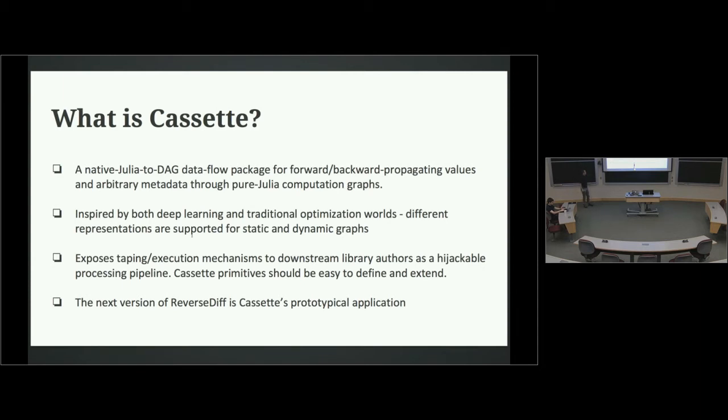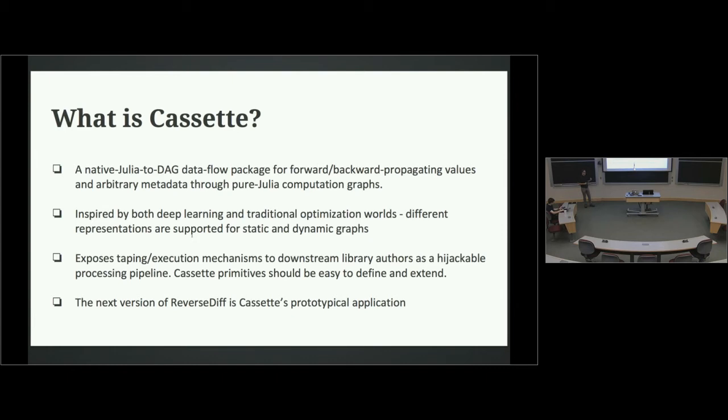metadata. I try to appease both the traditional optimization and deep learning communities with the way I've structured this. So I have different representations for static and dynamic graphs, and you can go between them pretty easily. And I've done a bit of thinking to try to figure out what the performance regimes of both are. And it exposes these mechanisms as an actual useful API to downstream library authors that they can then use to hijack the processing that the package does.